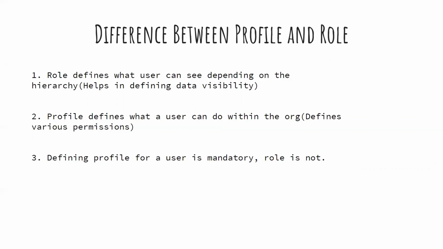Let's talk about a few differences between a profile and a role. A role defines what a user can actually see based on the hierarchy. If there is a lower hierarchy user, then all its data can be seen by a higher hierarchy user. So a role mainly depends on data visibility, while a profile defines what a user can do within the organization, like various permissions. Whether they can access field level security, whether they can access any record or object, or whether they can view any tab. This type of permission comes under profiles.